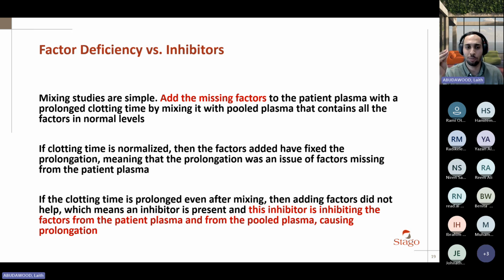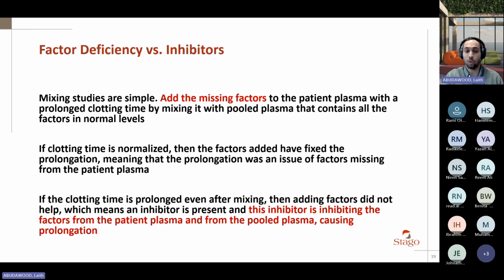Okay, we know factors are missing. What do we do next? We run factor assays. Extrinsic, intrinsic, common? It depends. Is it the PT that's prolonged? The APTT that's prolonged? Are both of them prolonged? I assume all of you know the coagulation cascade. No need to discuss this point.